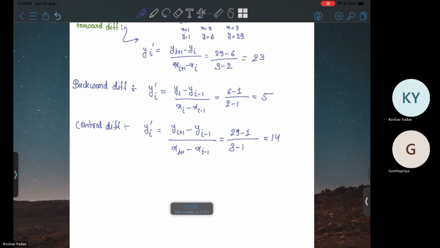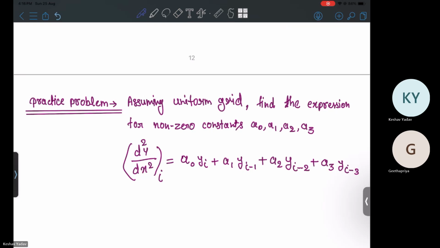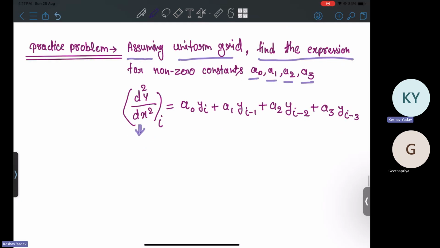Okay. Now we'll move towards the last problem of today's session. This is the problem that we have. Assuming uniform grid, we want to find the expression for the terms a0, a1, a2, a3 for this second order derivative using 4-point backward difference. We will use it to find the expression for the second order derivative using the finite difference method. For that we need to find a0, a1, a2, a3.